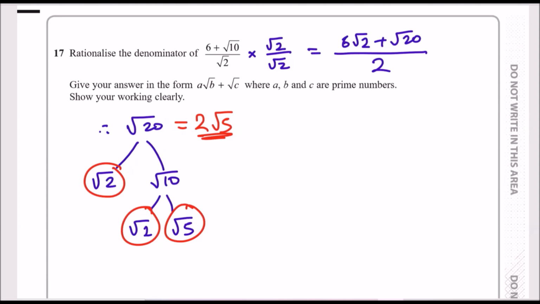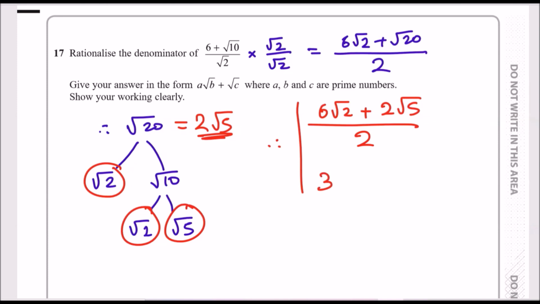Now, let's put this all back into the final equation. So updating our equation over here, we got 6 root 2 plus 2 root 5 all over 2. If you're dividing both of these by 2, 6 over 2 is 3, so you get 3 root 2 plus, and then 2 root 5 over 2 is just root 5. The 2's cancel out. And that's it, guys. This is your final answer.